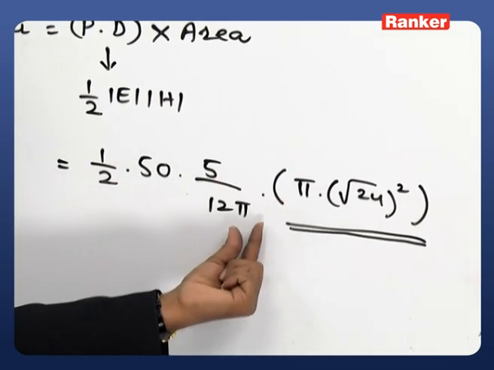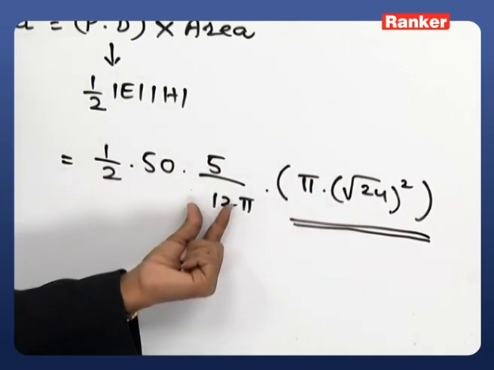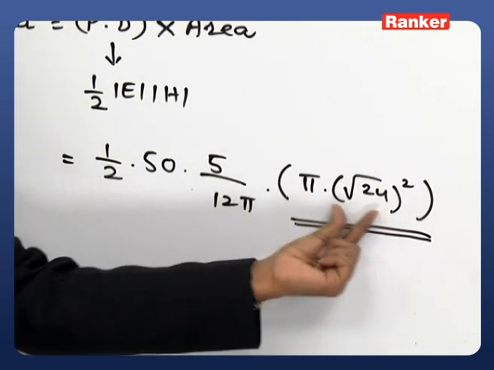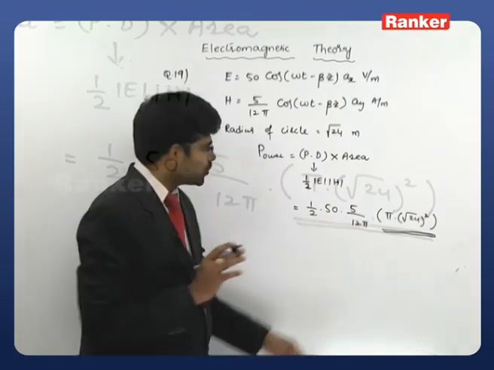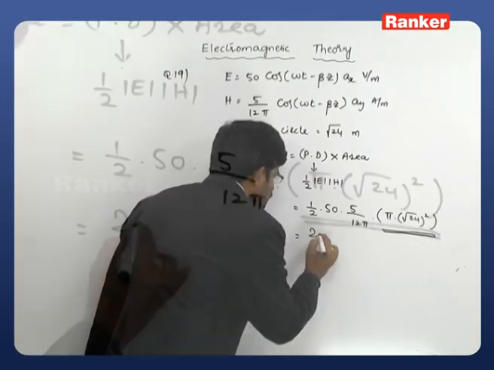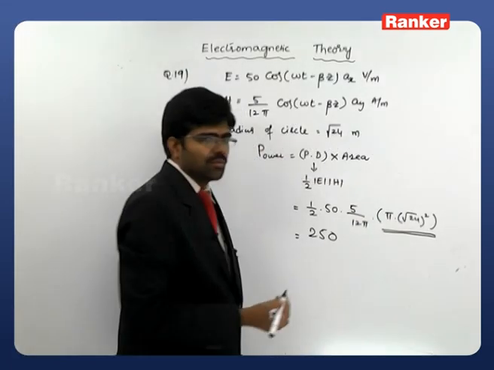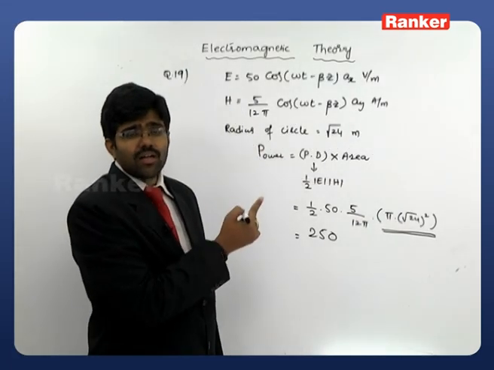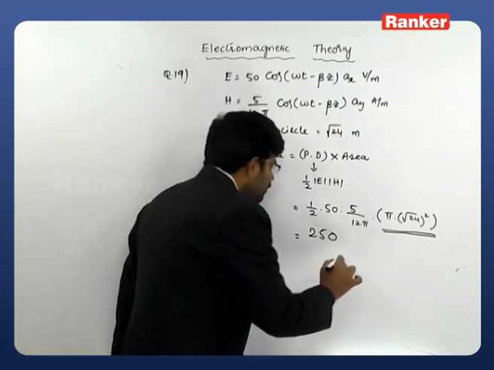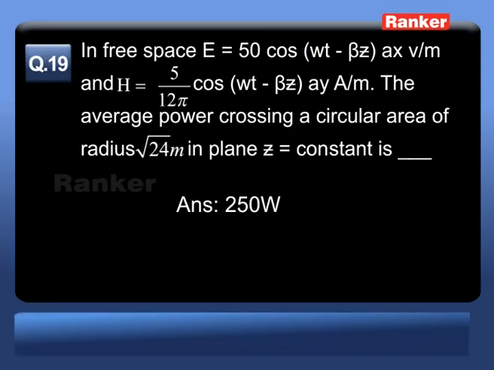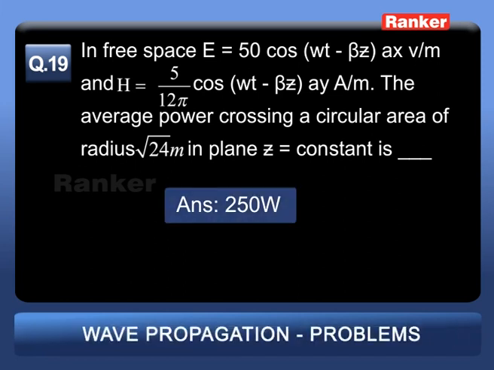Just simplify this one, pi will be cancelled. 12 into 2 is 24, 24 into 24 will be cancelled, 5 into 5 is 25, so we get 250. That is the answer. But what are the units? We are calculating power, we are not calculating power density. So clearly the units are watts. So 250 watts is the answer.